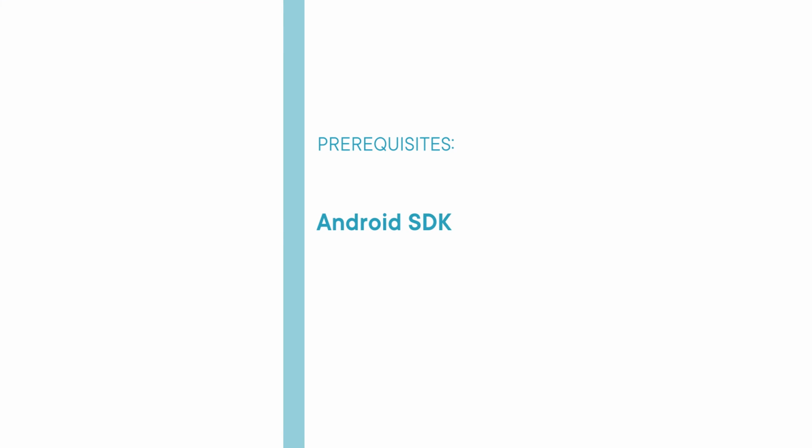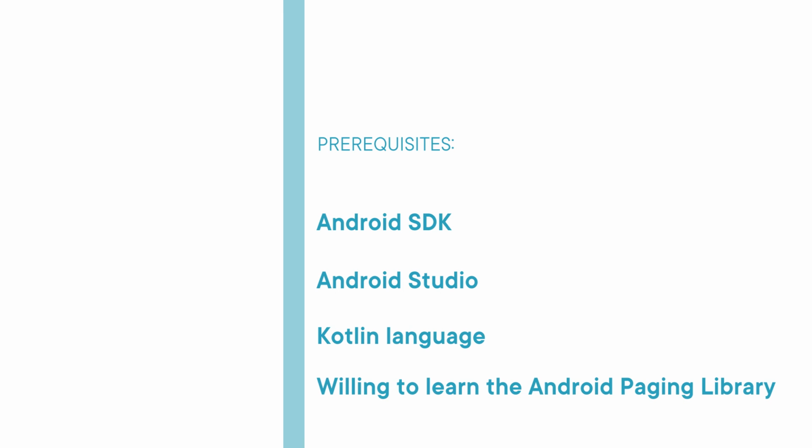Before beginning the course, you should be familiar with Android SDK, Android Studio, and Kotlin language for Android development, and be willing to learn the Android Paging Library and how to create custom data sources where they are necessary. During the course, you should be using the exercise files provided with the course. I also encourage you to explore the Android development with Kotlin path on Pluralsight library to understand the basics before you start.